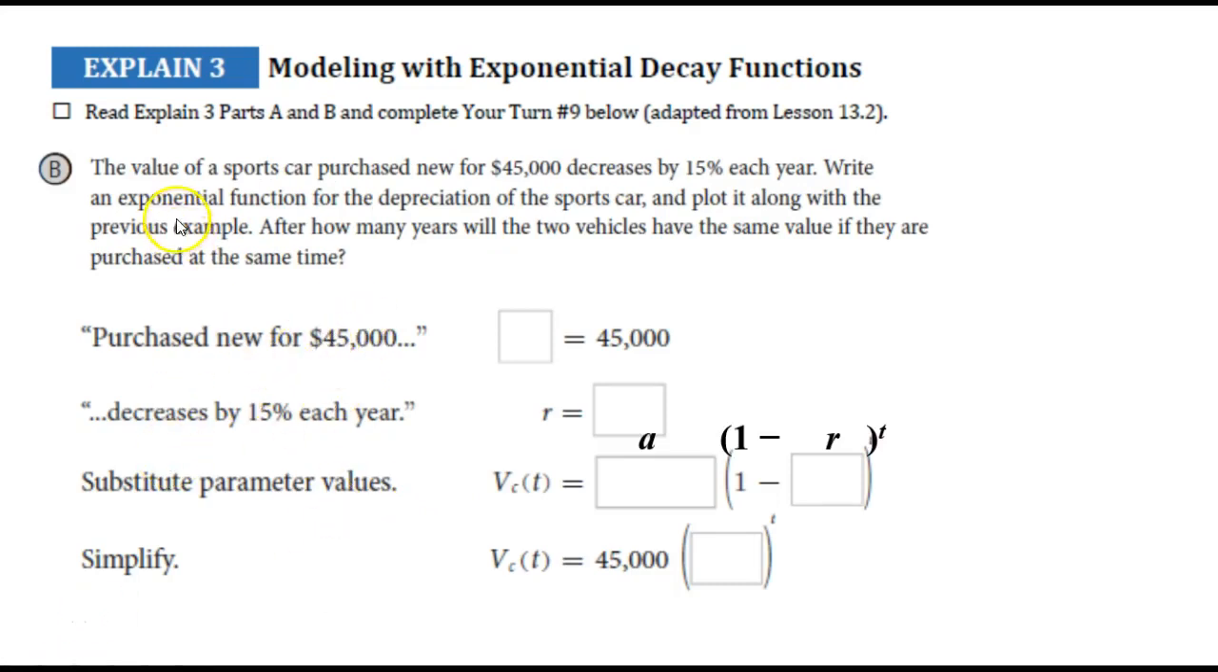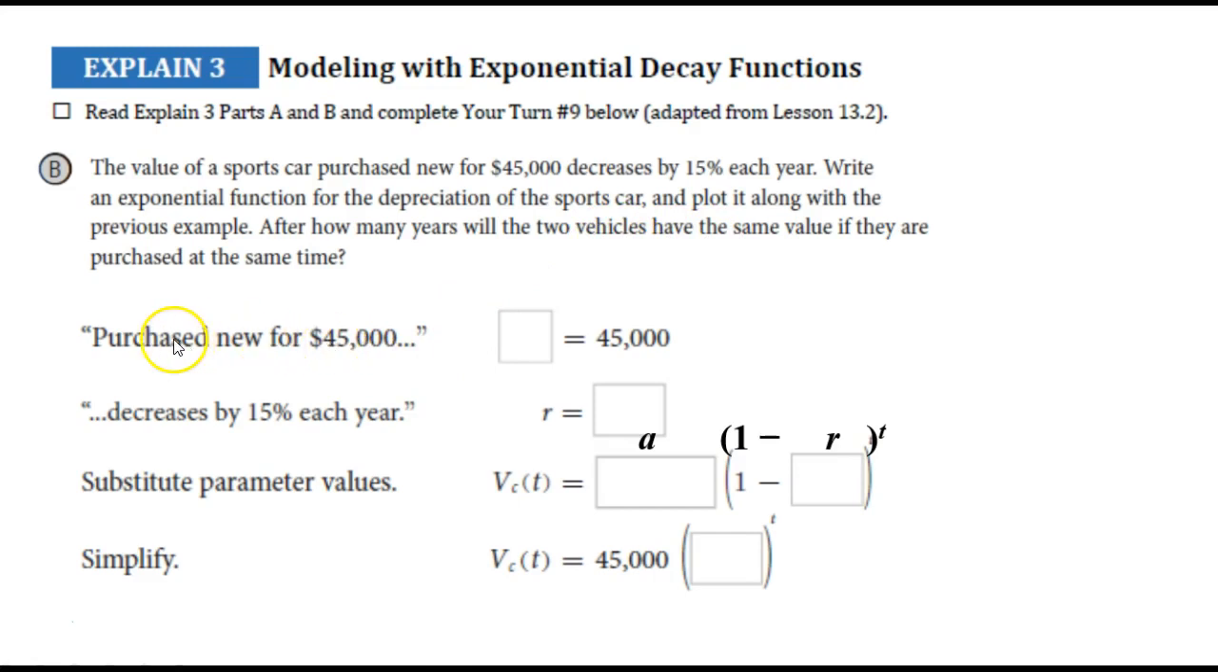For part B, we're dealing with the value of a sports car at $45,000, which is going to decrease in value about 15% each year. They're asking us again to write an exponential function, to plot it along with the previous example, and then to find after how many years the two vehicles, the truck and the sports car, will have the same value.